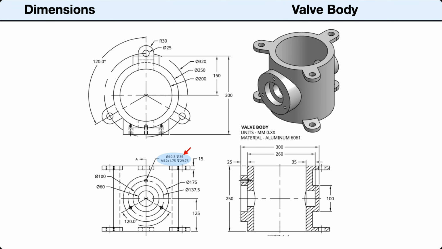The hole callout tells us that these holes are 10.3 millimeters in diameter and drilled to a depth of 35 millimeters. The holes are threaded with an M12 by 1.75 tap to a depth of 29.75 millimeters. The material for the part is aluminum 6061.